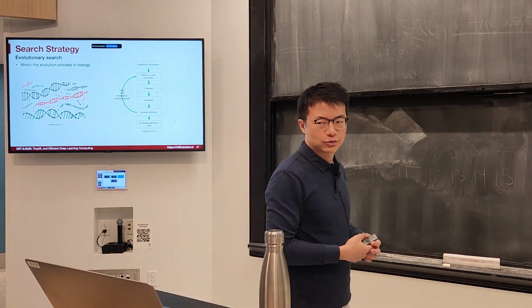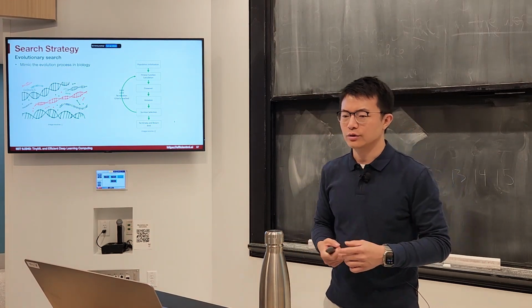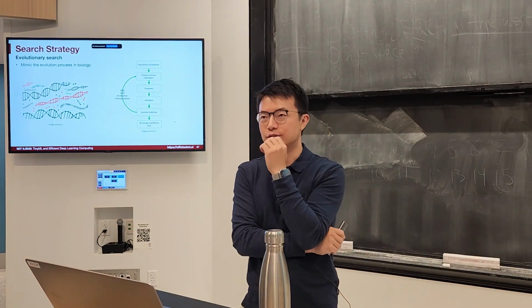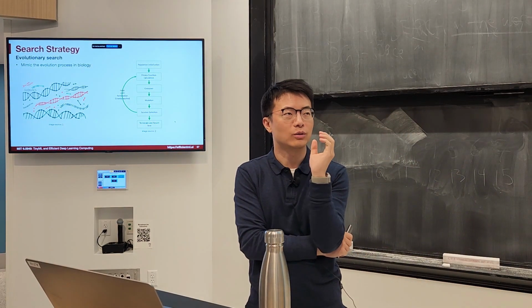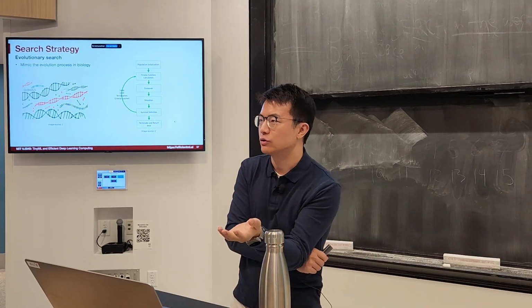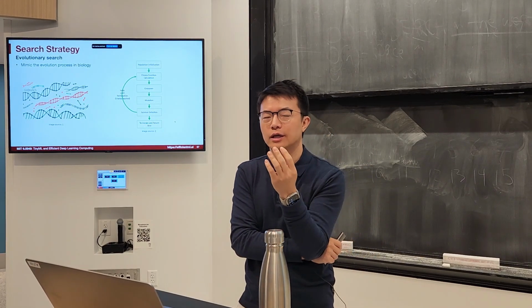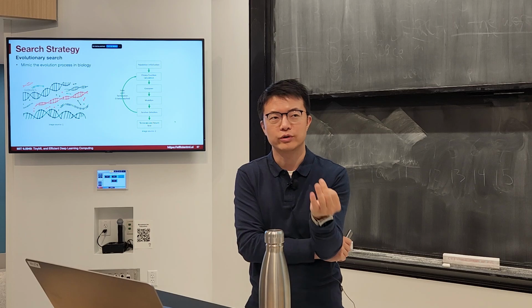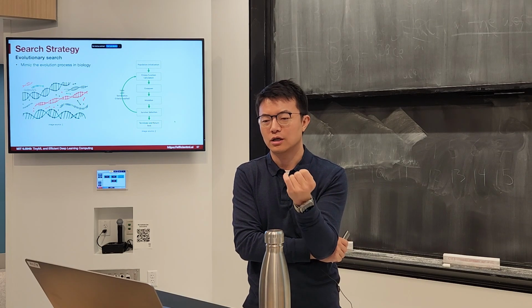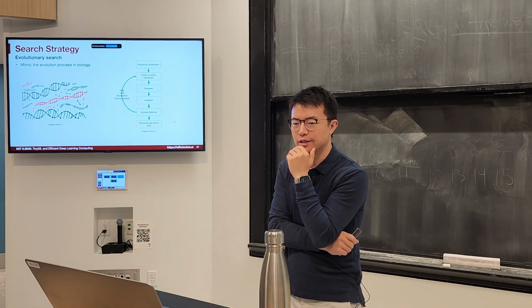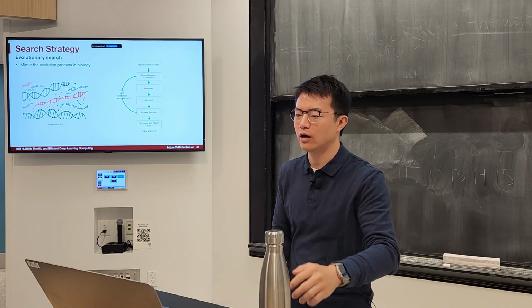The next topic about the search strategy is evolutionary search. A quick review: we talked about starting with random search, and then we talked about using RL and gradient search. Now let's talk about evolutionary search, which mimics the evolution process in biology.